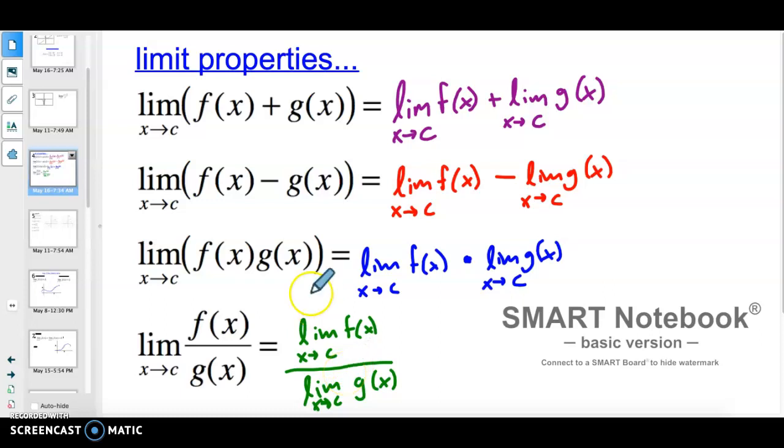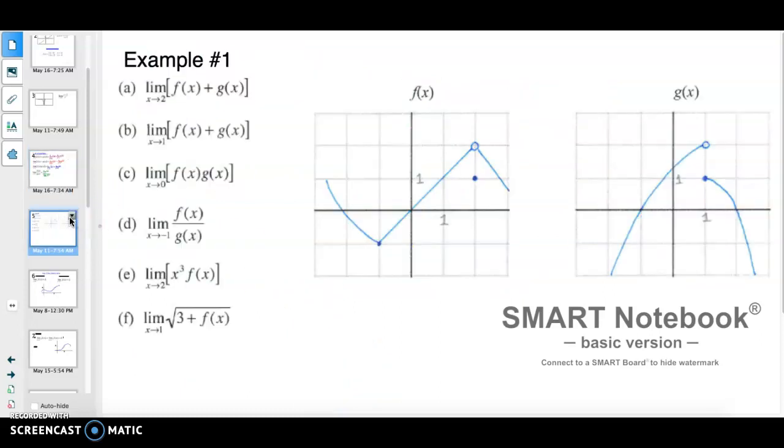So what this means application-wise is if I'm looking at two functions, here we have f of x, here we have g of x. If it says the limit as x approaches 2 of f of x plus g of x, we can take them each separately and then add them together. So first I'm going to do the limit of f of x as x approaches 2. What y value is the limit hitting? Remember for the y values, that's where the two sides are coming together.